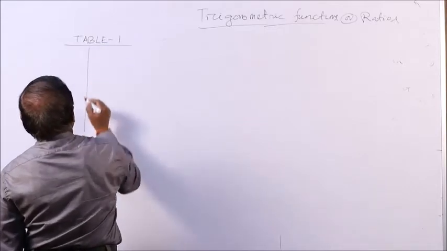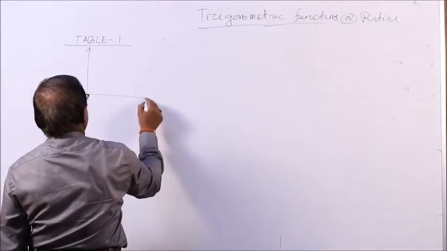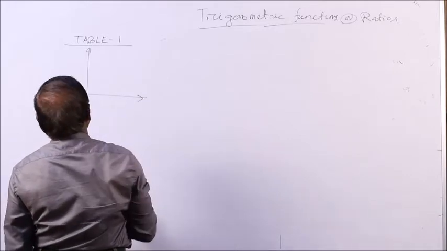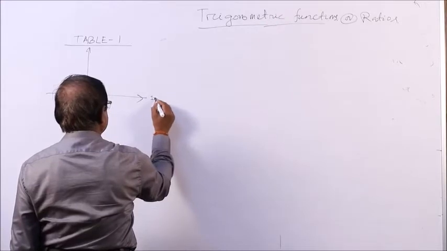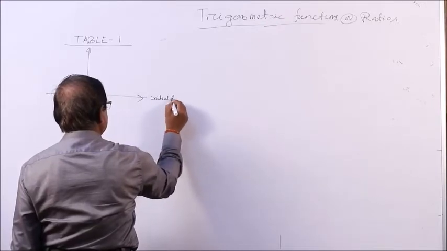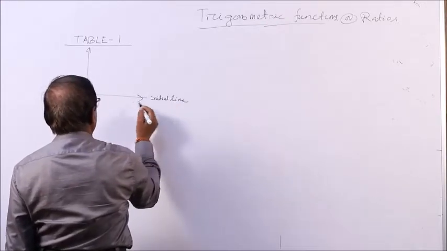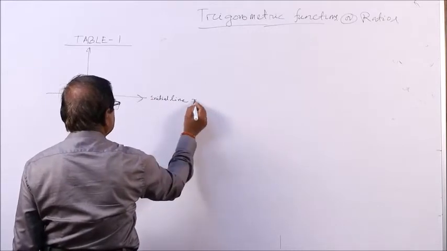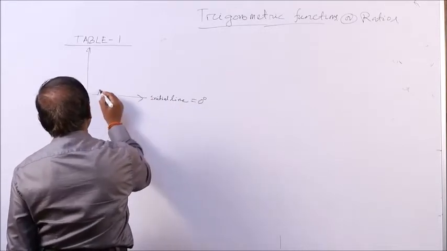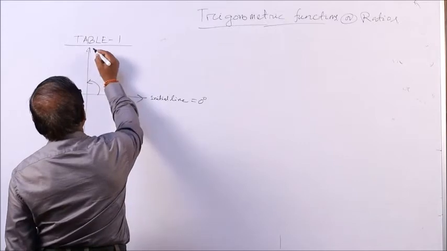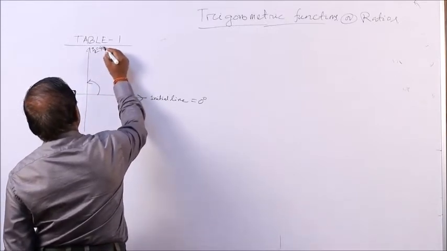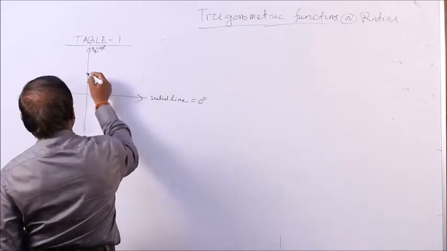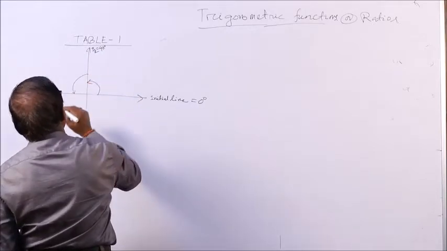You see, this is, I have told you, this is the initial line, and we take this as, suppose there is 0 degree, let us move like this. This becomes pi by 2, this is 90 degree. Now, you come to this again.